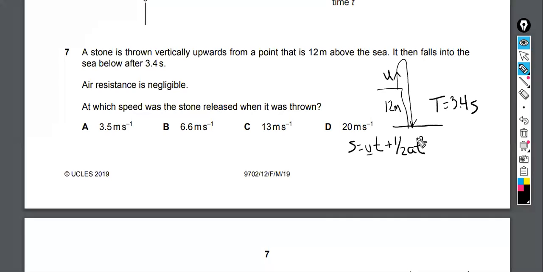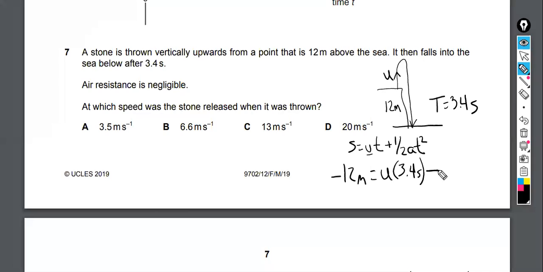All right, so let's be mindful that knowing is only half the battle, right? You know the equation, but you also have to know how to use it. We have to have the sign convention proper. This thing is dropping 12 meters, right? We're launching it with positive initial velocity u, and we know that it stays airborne for 3.4 seconds.